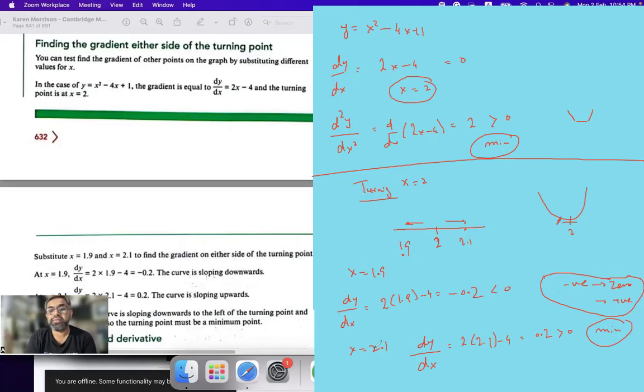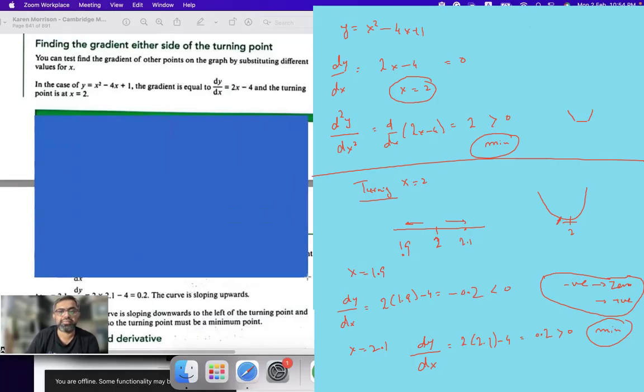Why do I say we have to check on both sides? Actually, in some cases it happens that the derivative becomes 0 but it doesn't change direction. Such behavior is called a point of inflection. I'll write it down over here, point of inflection. I'll draw some graph and show it to you. In IGCSE, you are not asked about point of inflection. I'm just explaining it to you.